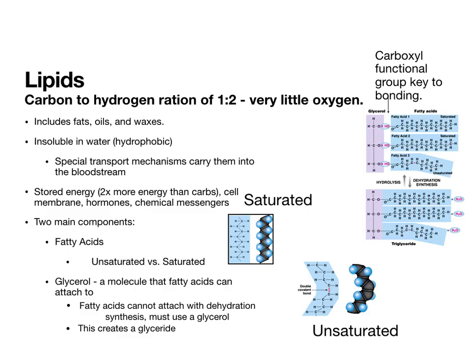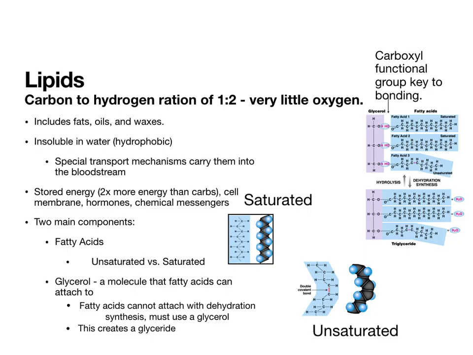They are a very diverse group. They also include phospholipids and triglycerides and steroids. They have many different functions, such as storing energy, their structure, regulation of body temperature, buoyancy, cushioning, insulation. They have special transport mechanisms that carry them into the bloodstream. They are a better source of stored energy than those carbohydrates. It is 2 times more energy than the carbohydrates. The cell membrane also has lipids to help maintain its structure. We have our sex hormones and our chemical messengers.